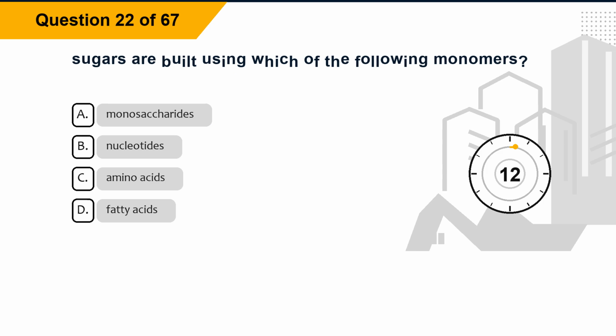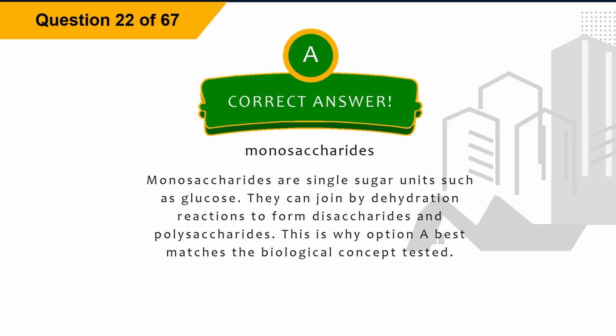Question 22. Sugars are built using which of the following monomers? Option A, monosaccharides. Option B, nucleotides. Option C, amino acids. Option D, fatty acids. The correct answer is option A, monosaccharides. Explanation. Monosaccharides are single sugar units such as glucose. They can join by dehydration reactions to form disaccharides and polysaccharides. This is why option A best matches the biological concept tested.